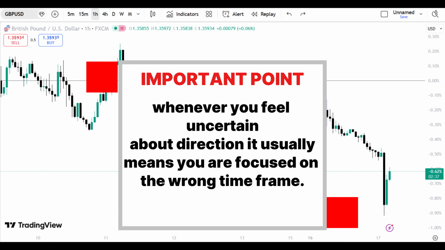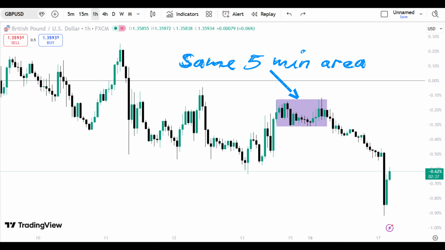Remember, whenever you feel uncertain about direction and the market continues to break important structure levels, it usually means you are focused on the wrong time frame. Analyzing the broader picture significantly improves your ability to take more accurate and confident entries.